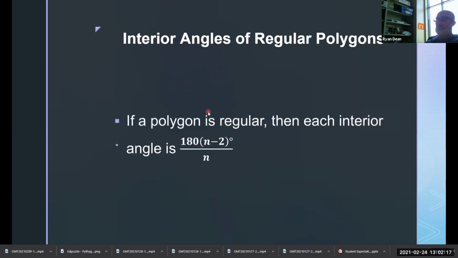Okay, our special formula to find the interior angles of regular polygons. Each interior angle is going to be found using this formula right here. We're taking 180 degrees, that's the triangle. We take the total number of sides, that's what n is. n is the total number of sides. We subtract 2 from it, and then we multiply that with the 180, and then everything that's on the top gets divided by the total number of sides on the bottom.